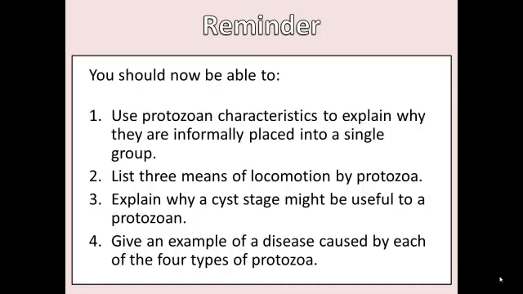Well, that's it for this topic. You should now be able to do the following. Use protozoan characteristics to explain why they are informally placed in a single group. List 3 means of locomotion by protozoa. Explain why a cyst stage might be useful to a protozoan, and give an example of a disease caused by each of the 4 types of protozoa.